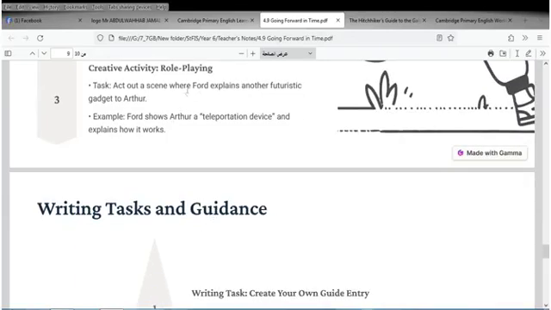Role playing, in order to have fun. For example, while you are reading, it is okay, as we said, to perform this scene with a friend. One is the narrator, the other is Ford, and the last is Arthur.